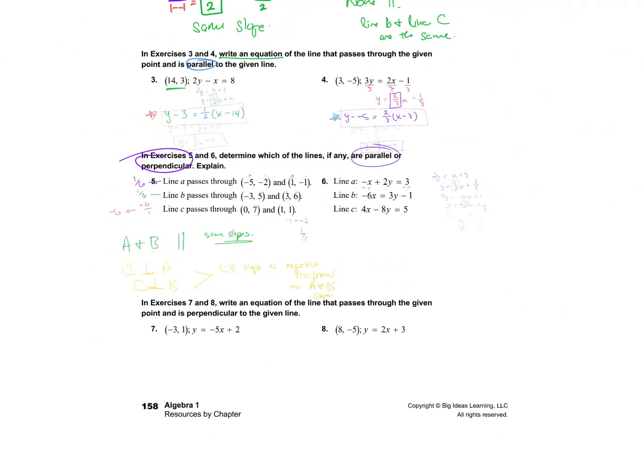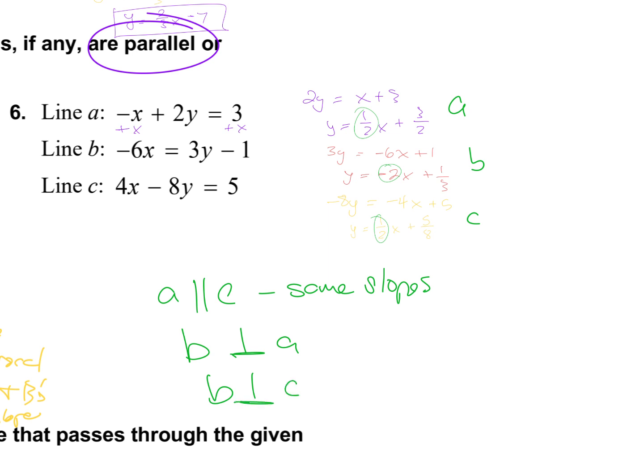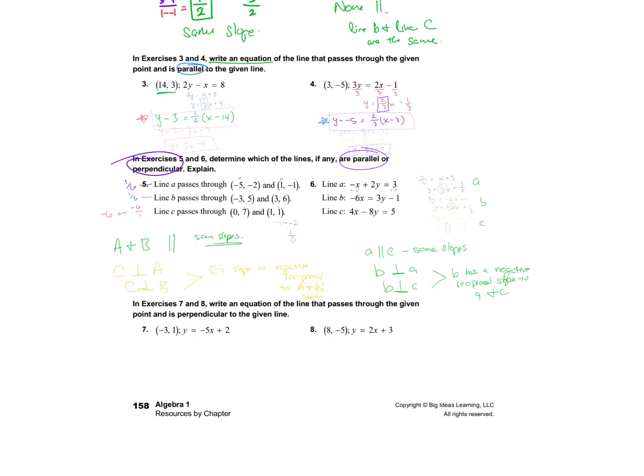Just like this one, we have a combination of answers. So this one is A, B, and C. So A is parallel to C because they have the same slopes. And B is perpendicular to A, and B is perpendicular to C. And it's because B has a negative reciprocal slope to A and C. Okay.